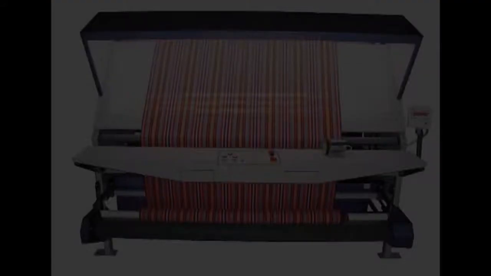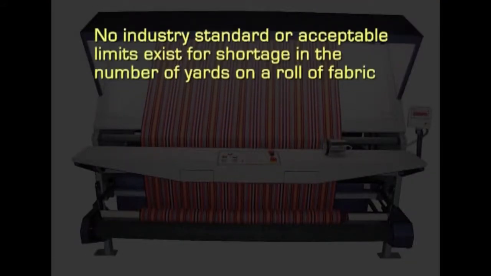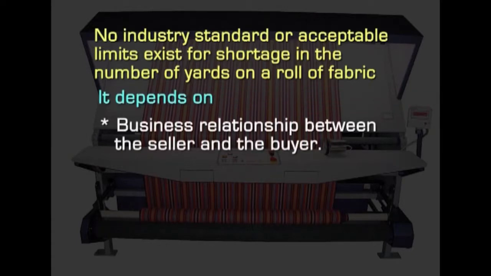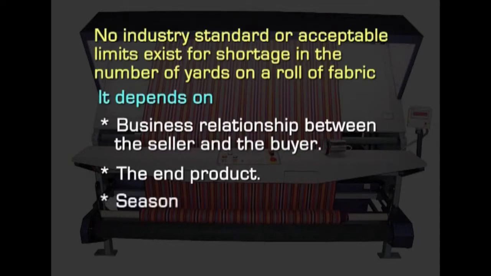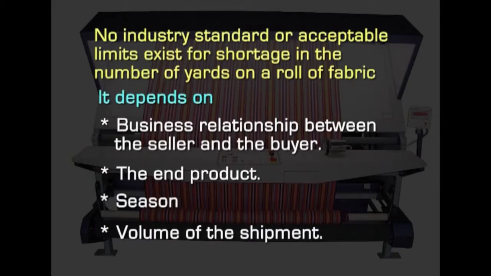There is no standard viewing condition for inspecting the fabric, and no industry standard or acceptable limits exist for shortage in the number of yards on a roll of fabric. But it depends on the business relationship between the seller and the buyer, the end product, the season, the volume of the shipment, and no standard sampling plans are available in the industry for the inspection of the fabric. If yarn dyed or printed fabrics are being inspected, the repeat measurement must be done from the beginning, middle and also end of the selected rolls.